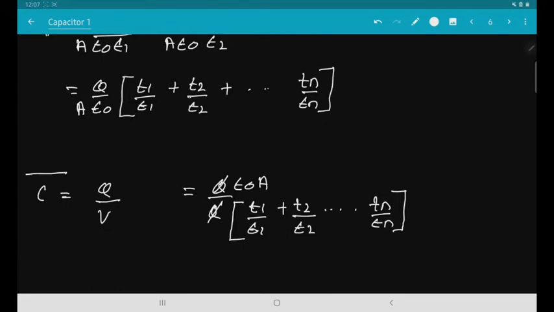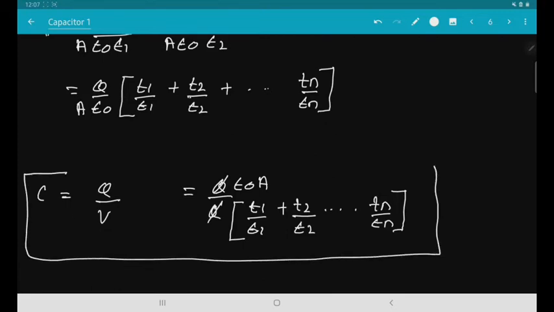Here again we are assuming that the space is fully occupied by the dielectrics of different thickness. There is no vacuum here. If vacuum is there, the equation might change a little bit.